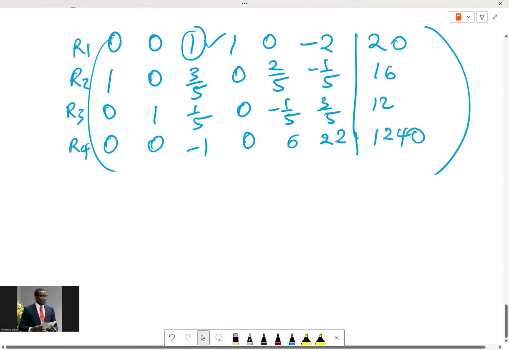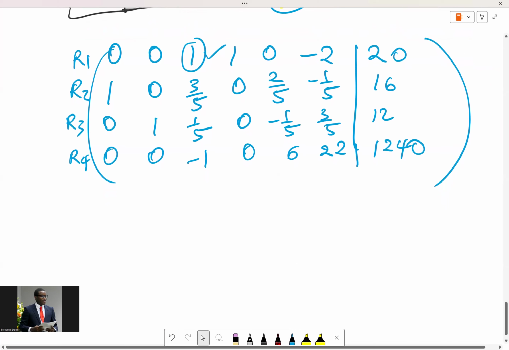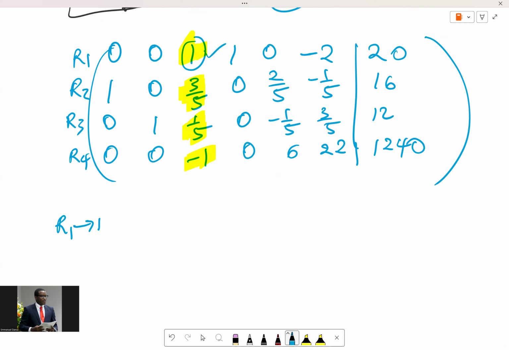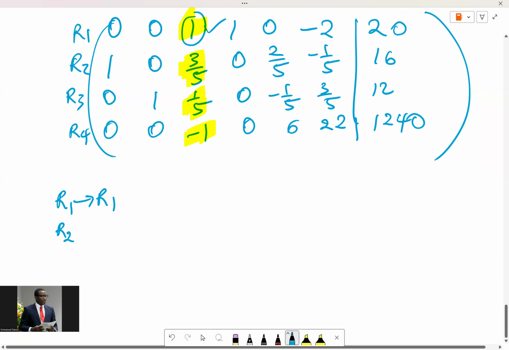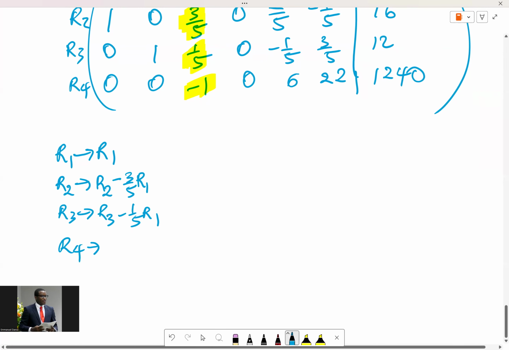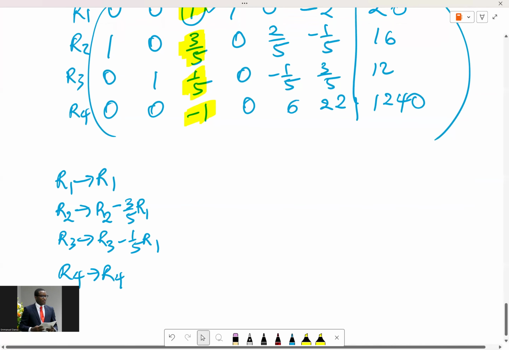So what we just need to do now is to make all this 0 basically, because they are below the pivot. The way to do that, we already know, is that row 1 remains row 1. The new row 1 is the old row 1. Then the new row 2 is going to be the old row 2 minus 3 over 5 times the old row 1. That way we have 3 over 5 minus 3 over 5 times 1, that's 0. Then the new row 3 is going to be the old row 3 minus 1 over 5 times the old row 1 being the pivot. Then the new row 4 is the old row 4. It's already minus 1, so we just add it straight.